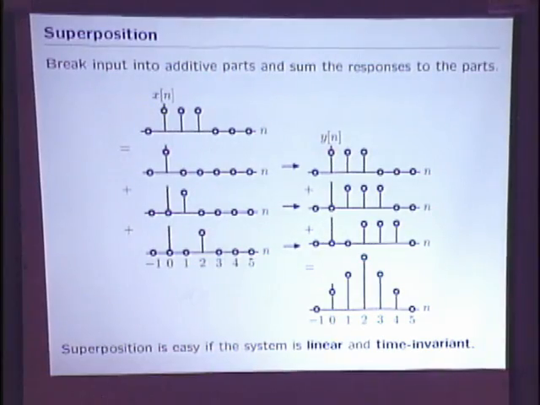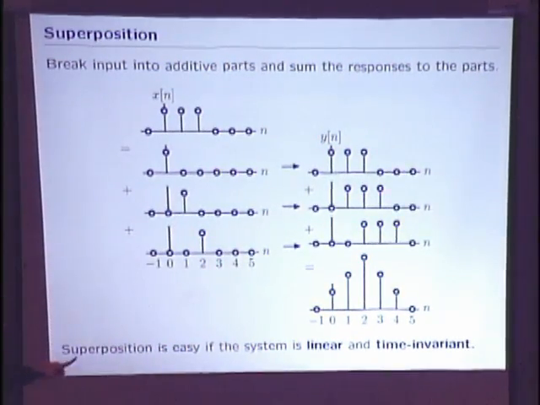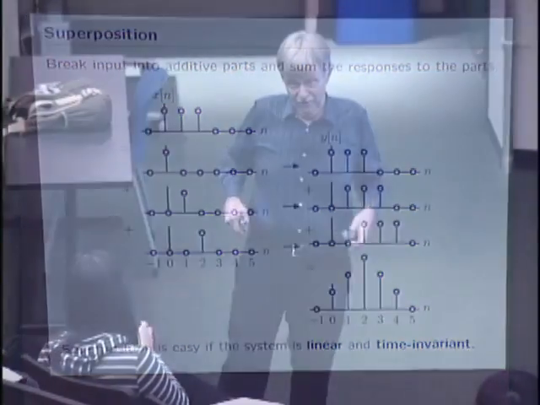So if the system is time invariant, then we can compute the response to a shifted unit sample. Notice that this is the unit sample response. This is a shifted unit sample. So if the system is time invariant, then the response to a shifted unit sample is the shifted unit sample response, which you can see from the picture. So the idea then is that superposition is a very easy way to think about the response of a system if the system is linear and time invariant. Linearity lets us break it up and think about the response to each part. Shift invariance or time invariance allows us to shift the input and know automatically what the response is going to look like.